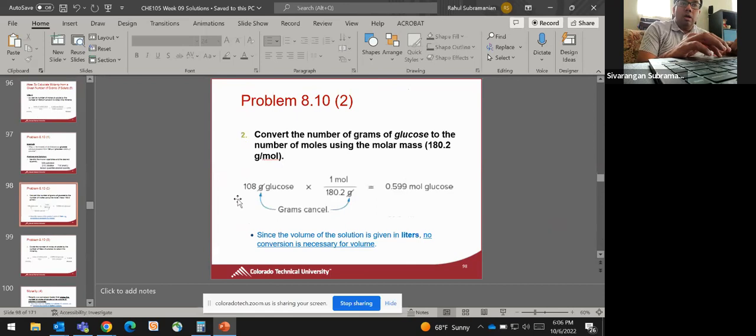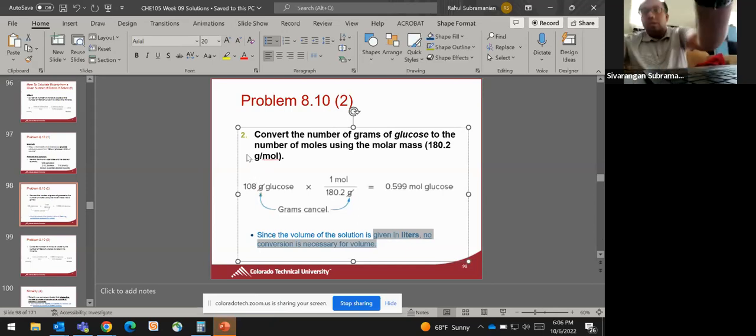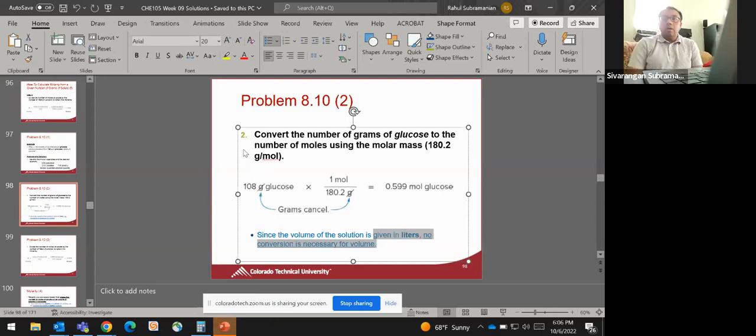108 is the quantity of glucose. Then you have the molar mass of glucose. It is given to be 180.2 grams per mole. So convert the number of grams of glucose to equivalent number of moles. 108 divided by 180.2 is 0.599 or 0.6 moles of glucose.